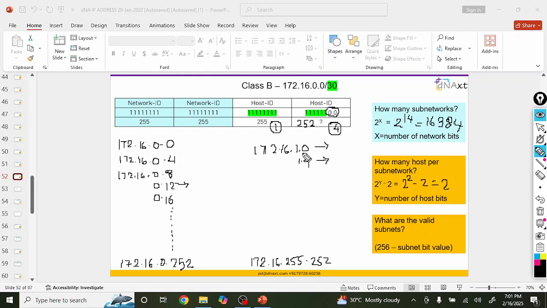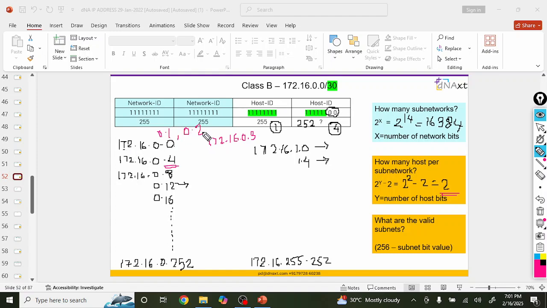Very simple. First valid host in this case 172.16.0.1. Last valid host 0.2. Why? We are getting only 2 IP addresses over here. Its broadcast ID is 172.16.0.3, previous IP address of this 0.3. So what are the valid hosts that we will get over here? 0.1 and 0.2.